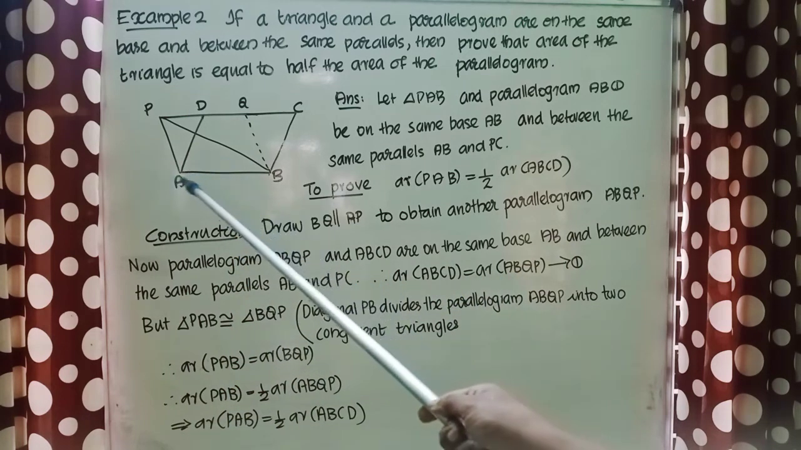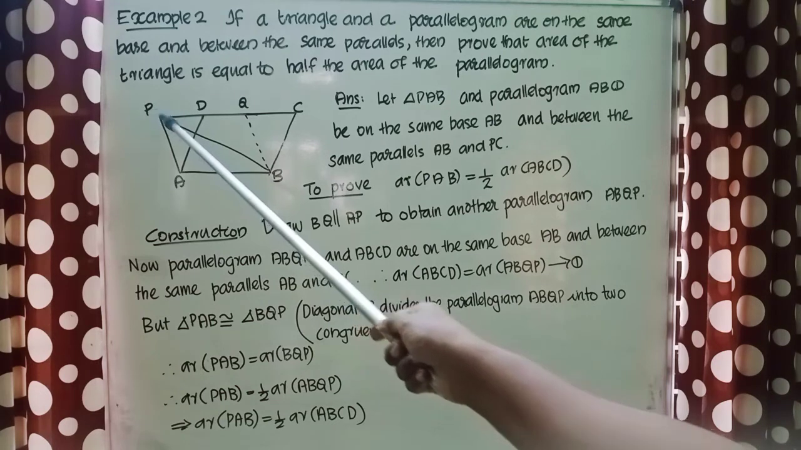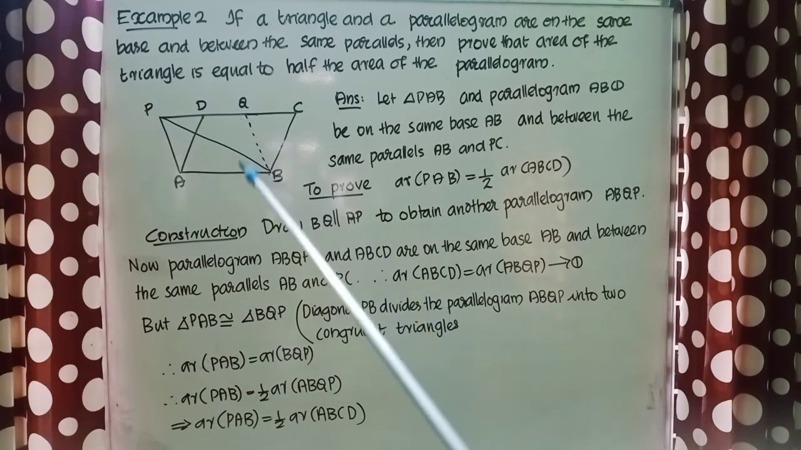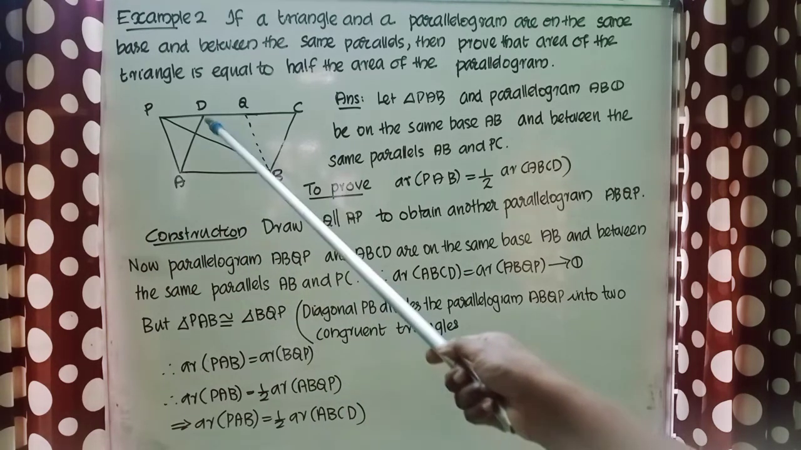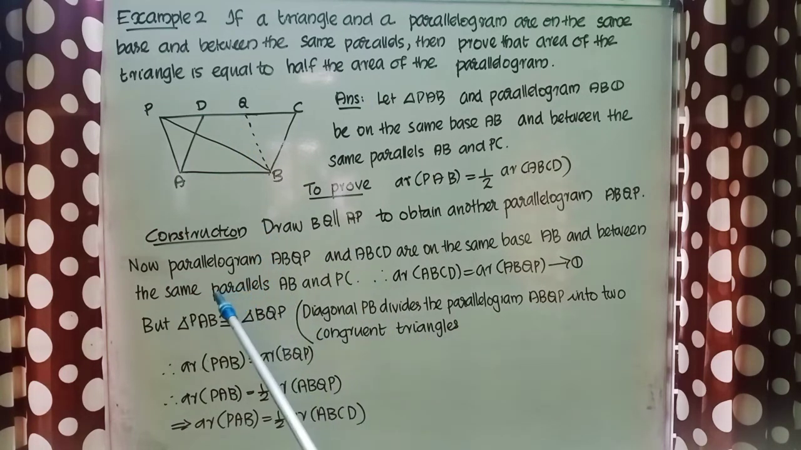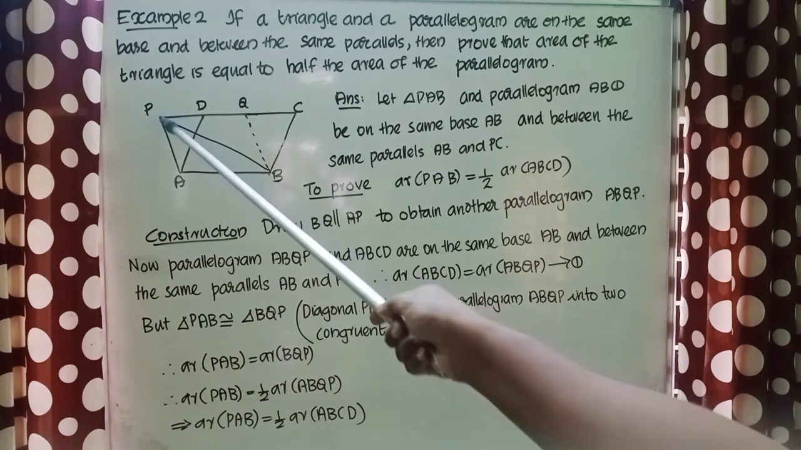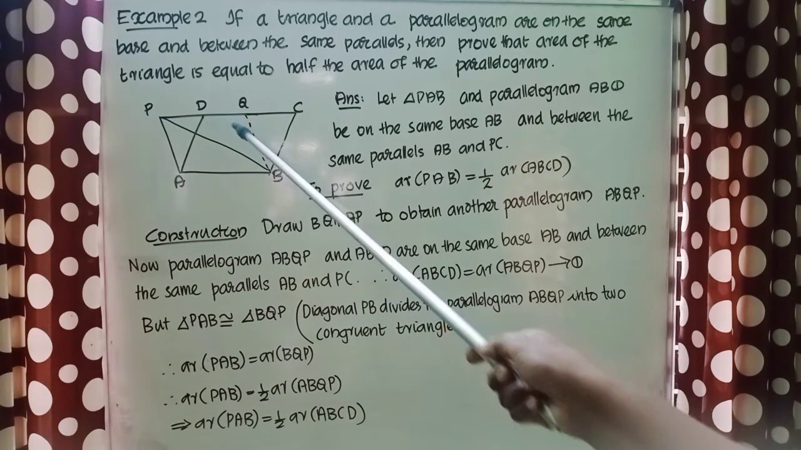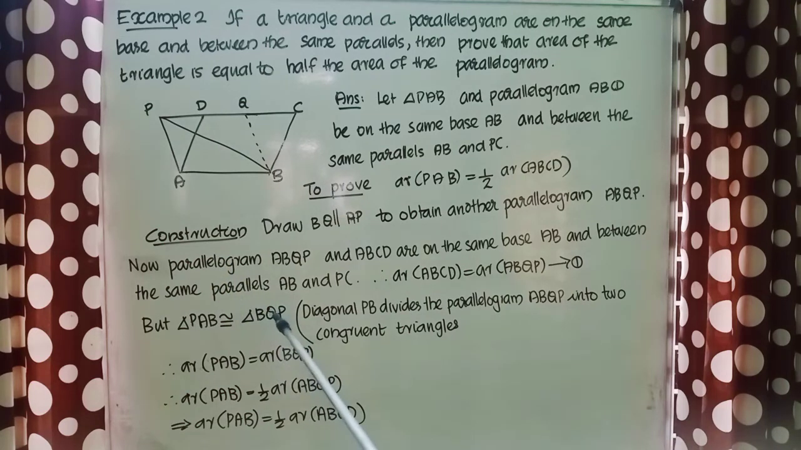Now you see this parallelogram ABQP. You can see this PB is the diagonal of this parallelogram. And we have studied that a diagonal of a parallelogram divides it into two congruent triangles. So this triangle PAB and this triangle BQP are two congruent triangles. And we know if two figures are congruent, their areas are equal. So we can say area of triangle PAB is equal to area of triangle BQP.